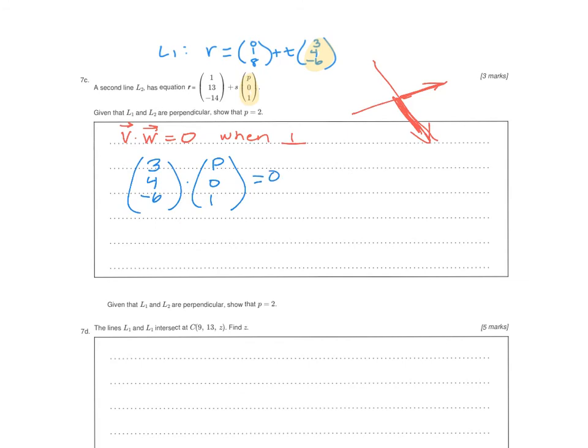How do we calculate a dot product? Well, we're going to multiply 3 times P, 4 times 0, and negative 6 times 1, and we're going to add them all up. So that gives us 3P plus 0 minus 6 equals 0. So if we add 6 to both sides, we get 3P equals 6, so P equals 2.